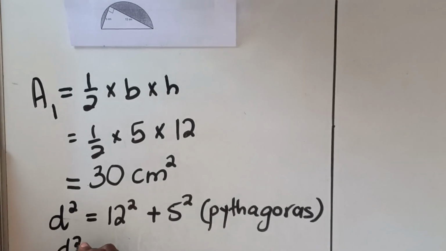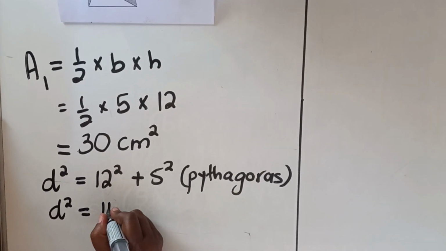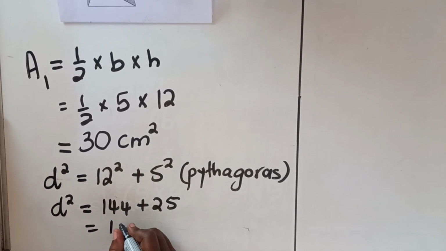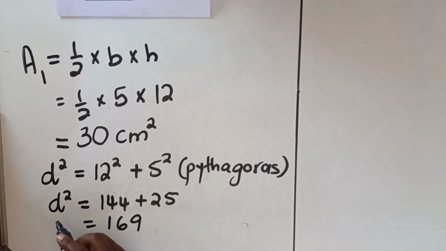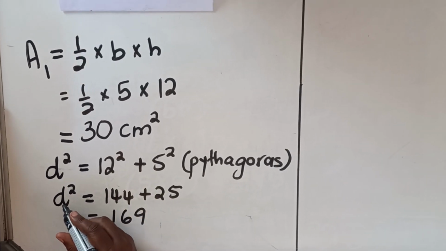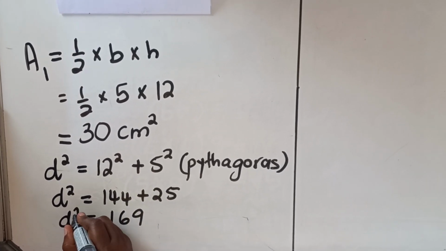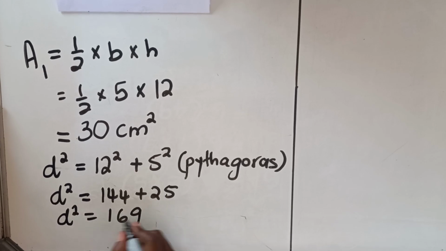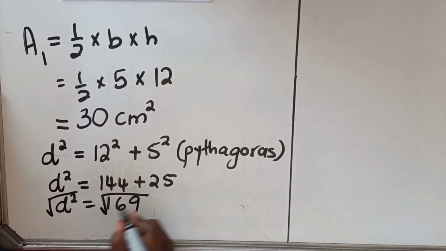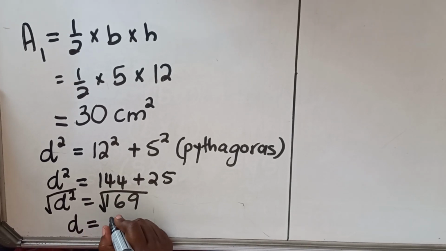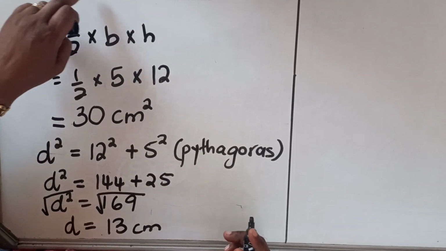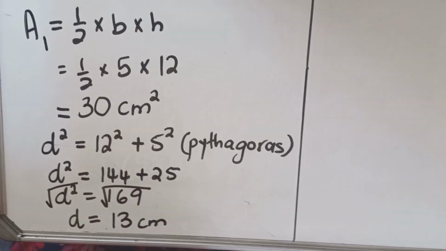So diameter squared is equal to 12 squared, which is 144, plus 5 squared, which is 25, and when you add this it is 169. But notice here, most learners make a mistake. This is not the answer. This is diameter squared, not the diameter. Diameter squared is 169. So I need to get rid of the square by putting a square root on both sides. So my diameter is going to be 13 centimeters. So I got the diameter. That line there, the diameter, is 13 centimeters.